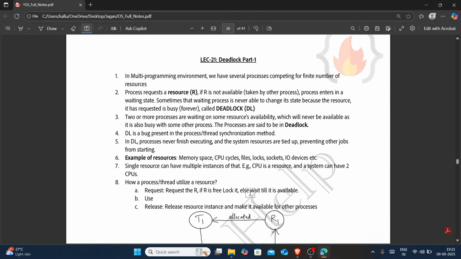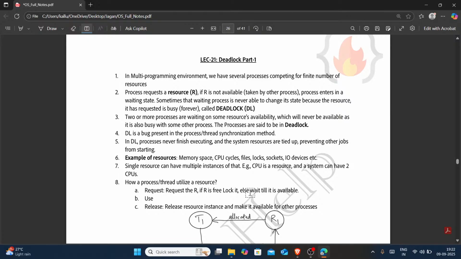Deadlock, part one. In a multi-programming environment, that means we load multiple programs, multiple processes, to the CPU at a time. We have several processes competing for a finite number of resources. If a process requests a resource that is not available, it enters a waiting state. Sometimes the waiting process is never able to change its state because the resource it has requested is busy forever. This condition is called deadlock.